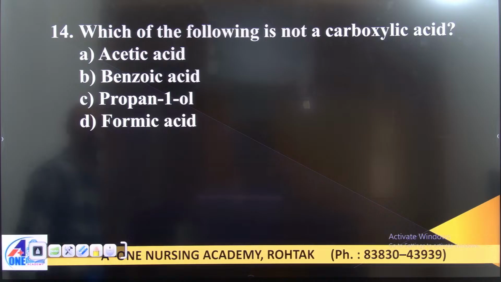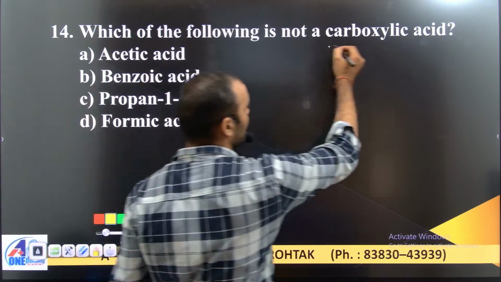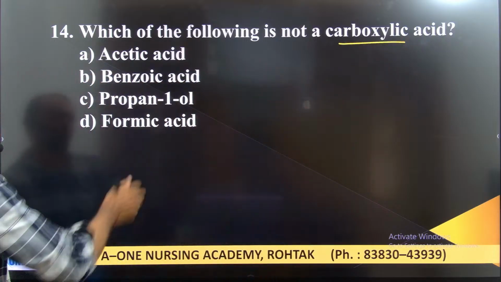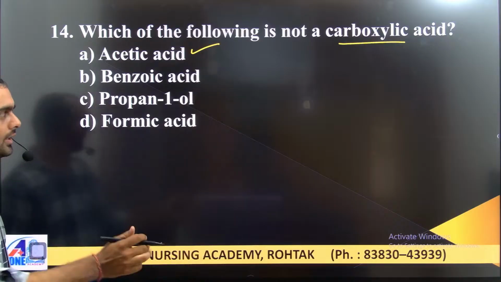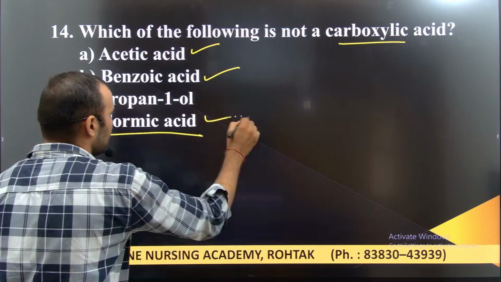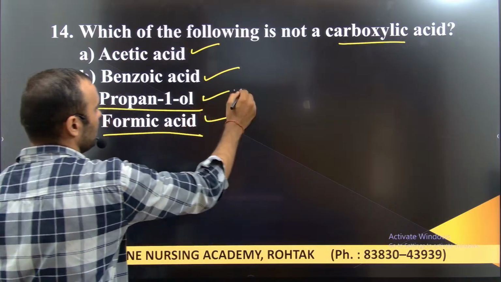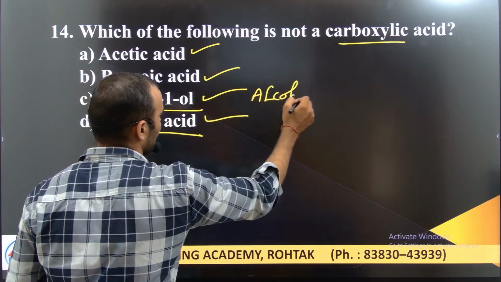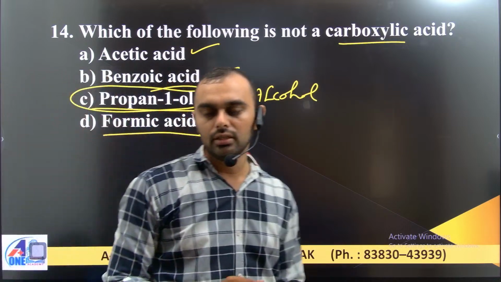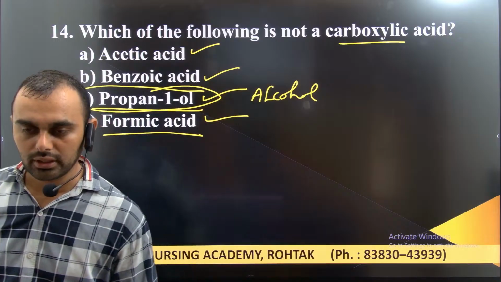Now we are moving towards the next question. Which of the following is not a carboxylic acid? Okay, very simple question. Which out of the following is not a carboxylic acid? Acetic acid is a carboxylic acid. Benzoic acid, that is also a carboxylic acid. Formic acid is a carboxylic acid. Propan-1-ol, that is an alcohol. So the right choice will be propan-1-ol. Propan-1-ol is an alcohol, not a carboxylic acid.